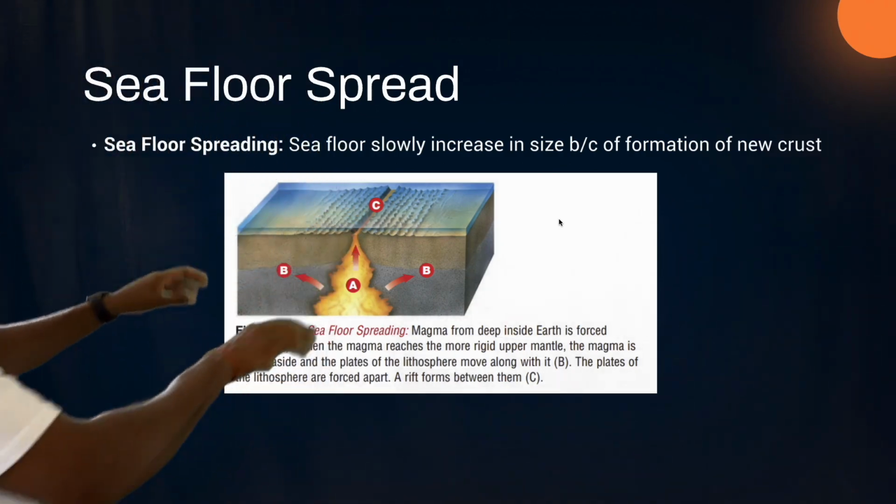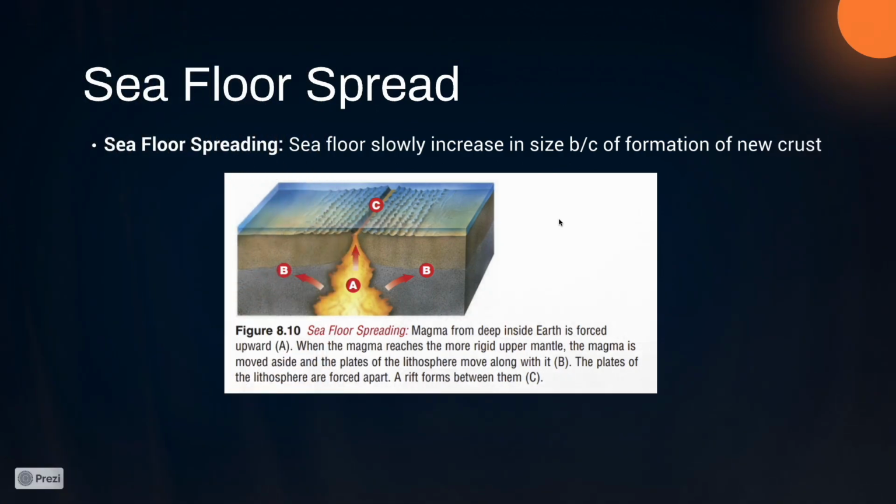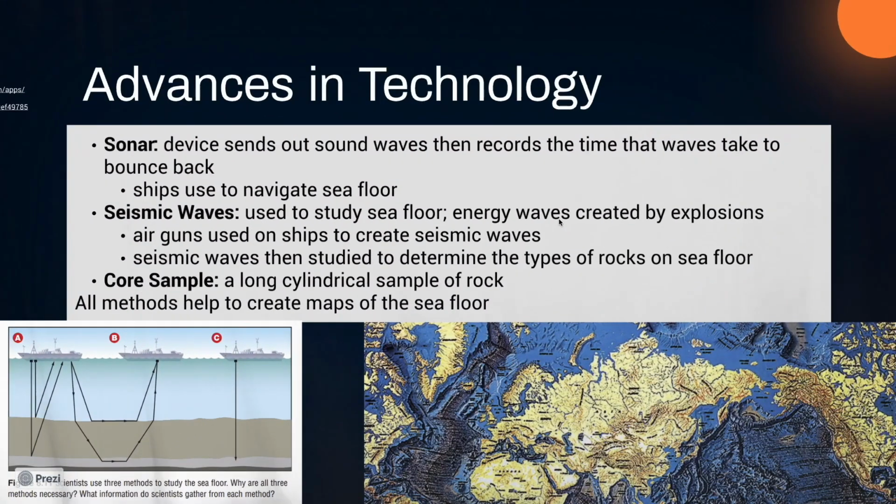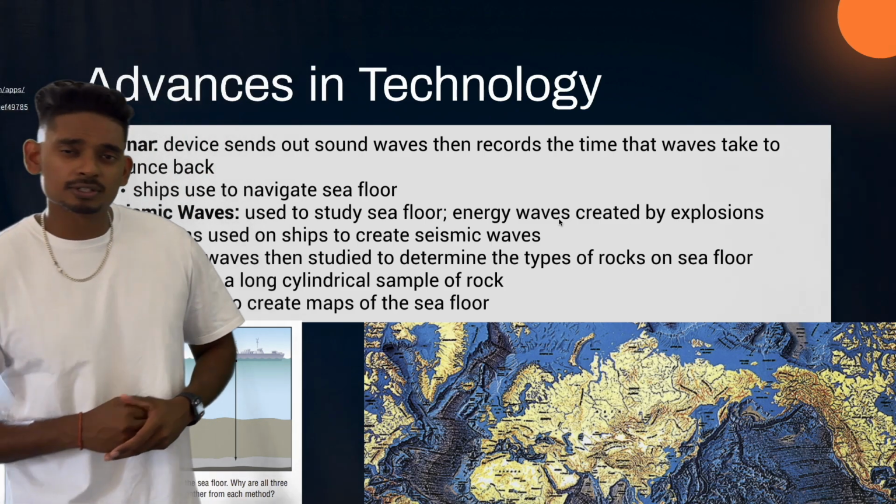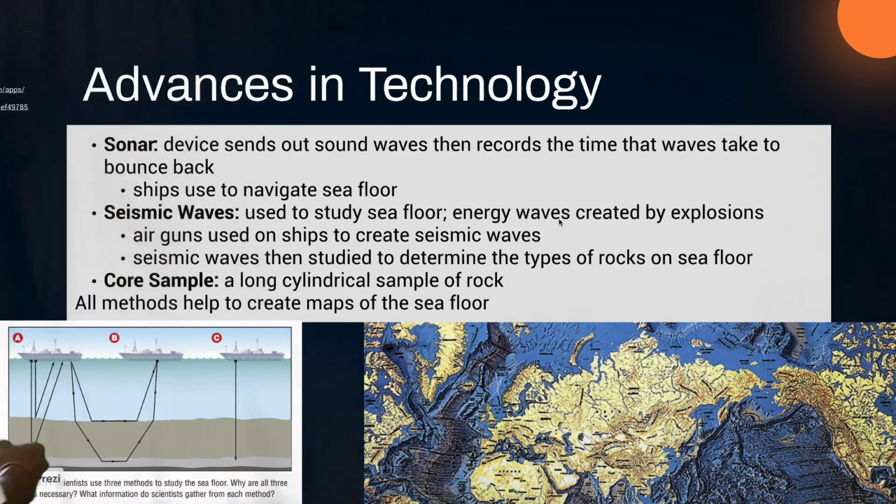The seafloor spreading indicates how the land masses are being pushed in certain directions. Advances in technology also allow us to find new clues like sonar, which is a device that sends out sound waves and then records the time that waves take to travel back. Ships use that to navigate the seafloor. Seismic waves are used to study the seafloor. Energy waves are created by explosions, like air guns used by ships.